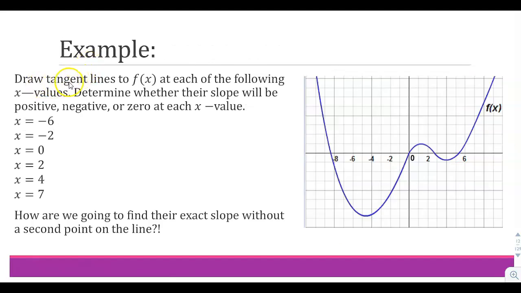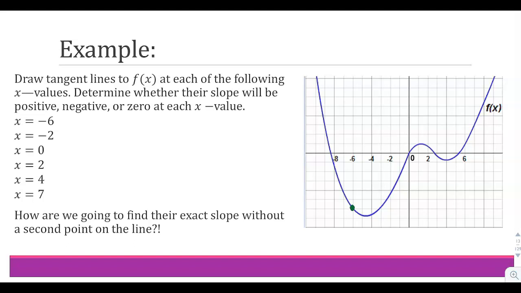In this example, we're going to draw tangent lines to this graph of f of x at each of the following x values. And then we're going to determine whether their slope will be positive, negative, or 0 at each x value. We're going to start with the x value negative 6. To draw a tangent line, we have to find the function, so it's down here, and we want to draw a tangent line at that point on the function, right down here. This is my point of tangency.